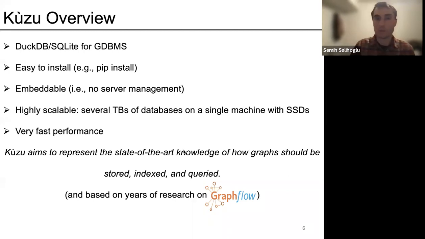I'll tell you a little bit about the core features of Kùzu. We aim to integrate a lot of techniques that we have developed, or that the broader graph community has developed, into the system to be highly scalable and highly performant. And we're getting some usability features inspired by DuckDB. So that's the space that we want.